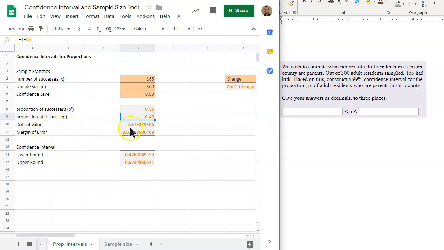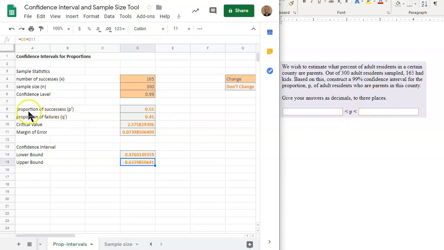The critical value is calculated using a function, but don't worry about the function, it's given to you here. The critical value is this right here, and the margin of error is this right here using a different formula. And we have the lower and upper bound, and that is what we want here. Give your answer as decimals to 3 decimal places, round appropriately, and we have P.